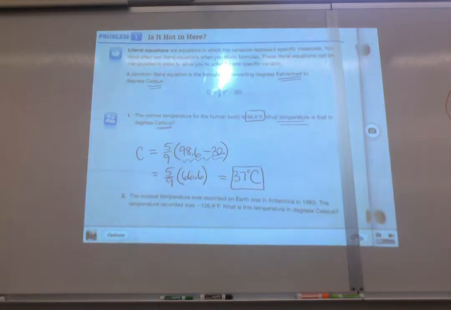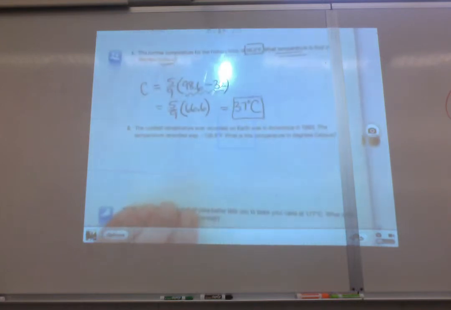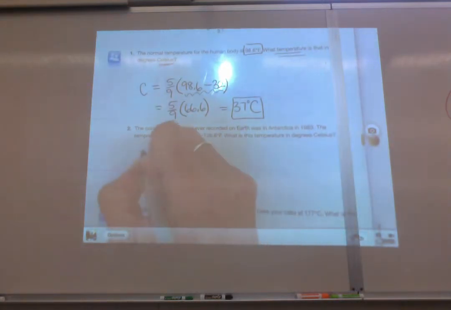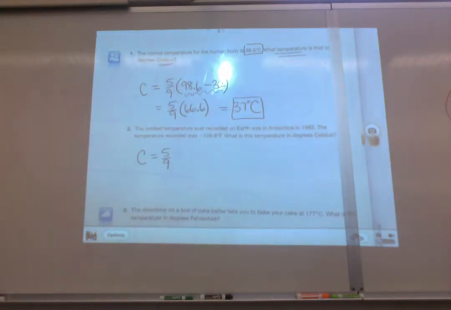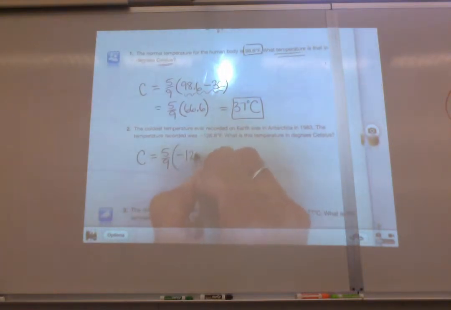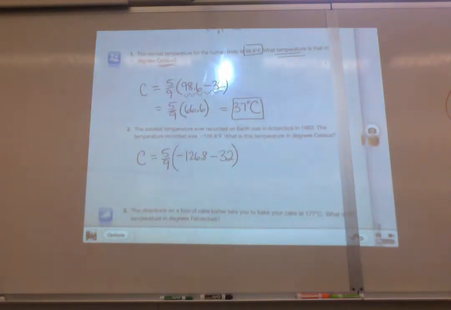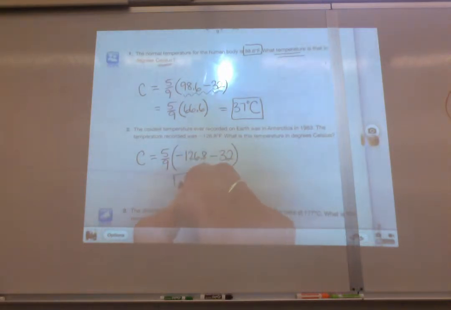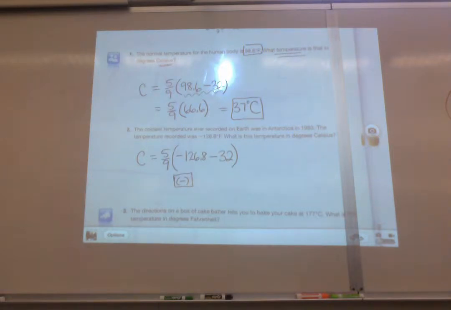Go ahead and do number 2, please. Number 2, Antarctica. The 5/9 is the same each time. What's the temperature we're substituting in now? The -32 is always part of the formula. Remember too that in your calculator, the button that does negative is down low and has little parentheses around it. It's different than a subtract.